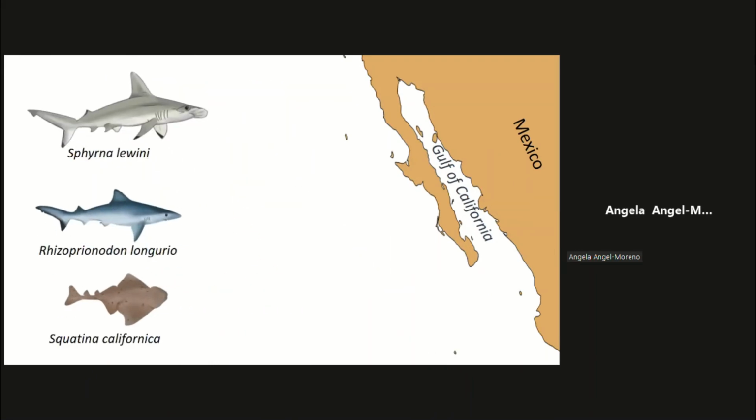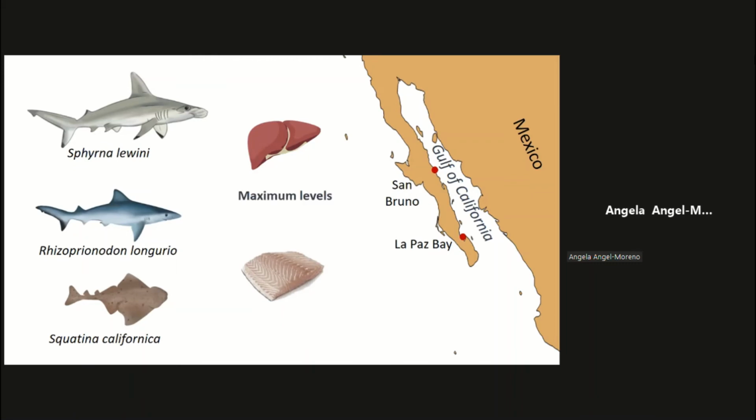Therefore, our study species are the three most exploited sharks in this area: the scalloped hammerhead, Sphyrna lewini, the Pacific sharpnose shark, Rhizoprionodon longurio, and the Pacific angel shark, Squatina californica. We took samples of liver and muscle of twenty specimens of each species in 2 fishing camps from the western coast of the Gulf of California.